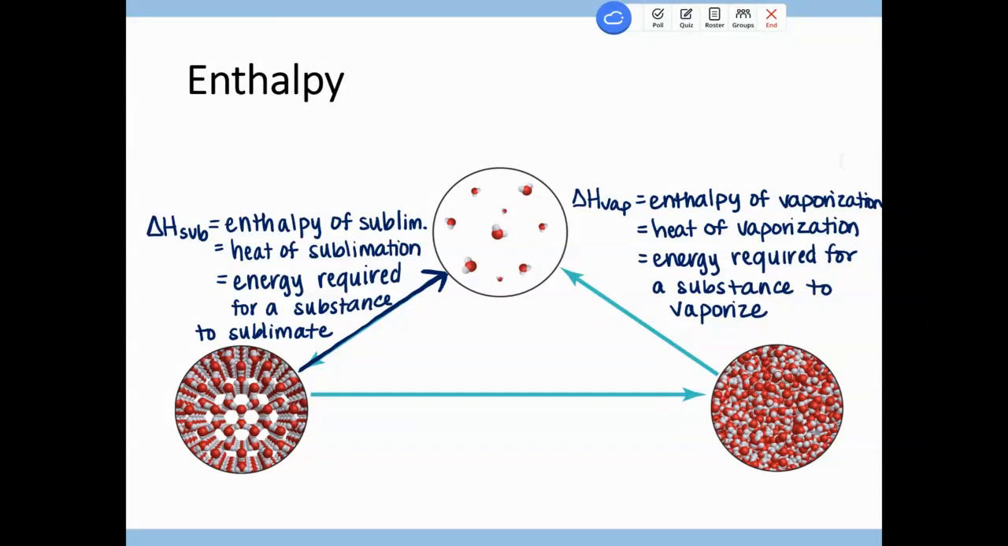Starting as a liquid, vaporizing into a gas, some amount of energy is defined. We will have defined values for a specific substance to go from a liquid to a gas, so vaporize. That's enthalpy of vaporization. And then lastly, remember, solid to liquid is melting, or also called fusing. So we have heat of fusion, or enthalpy of fusion.